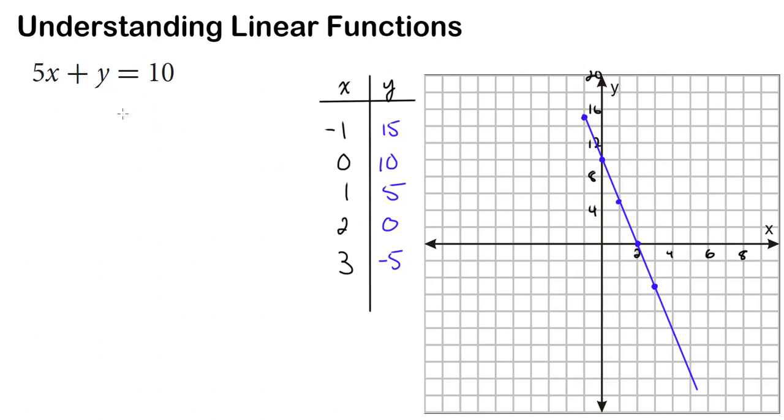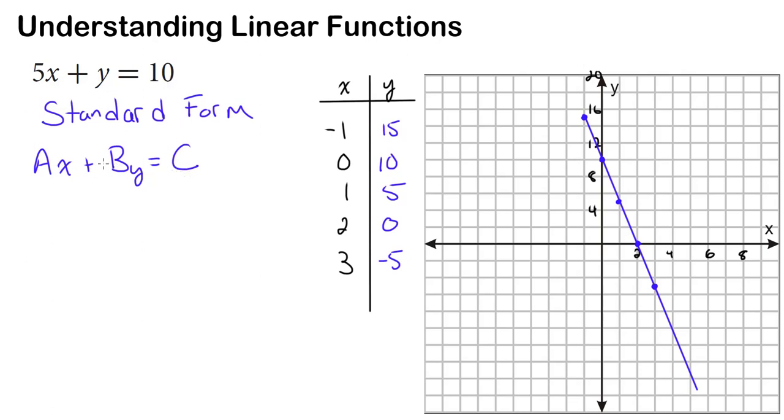And this linear equation has a specific form called standard form. And standard form is this format here, which is ax plus by equals c. So a, b, and c represent numbers. A represents the coefficient of x, which in this case is 5. B represents the coefficient of y, which is 1. And C is the constant.